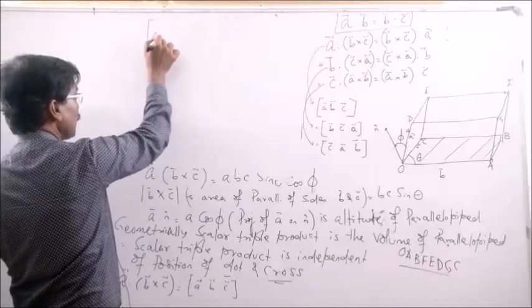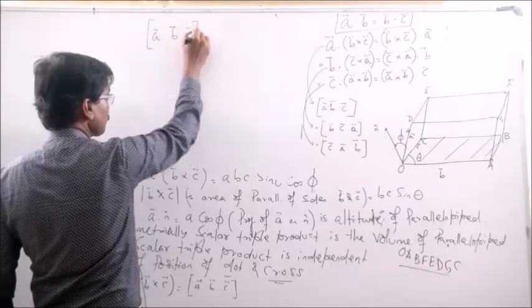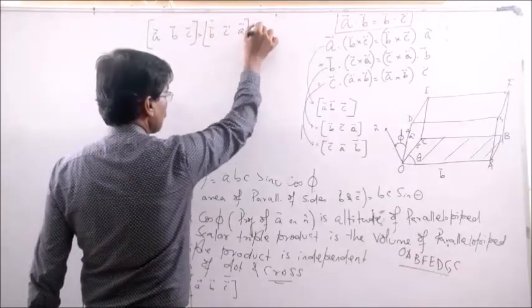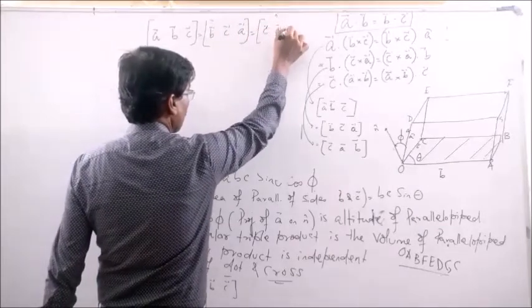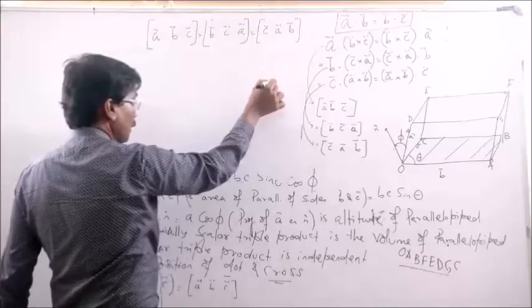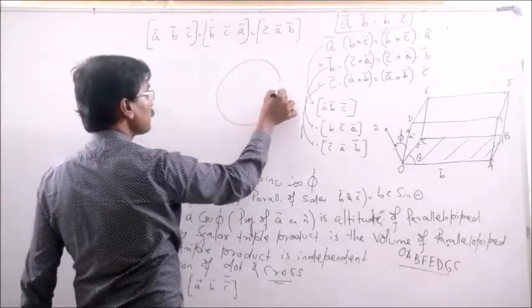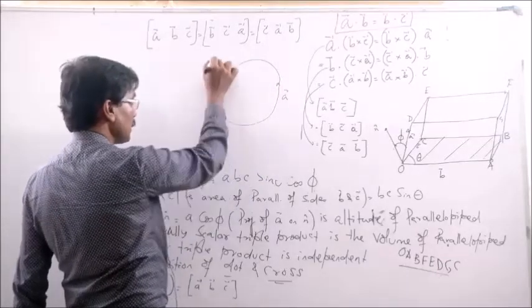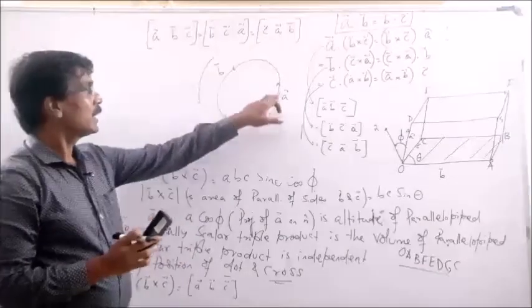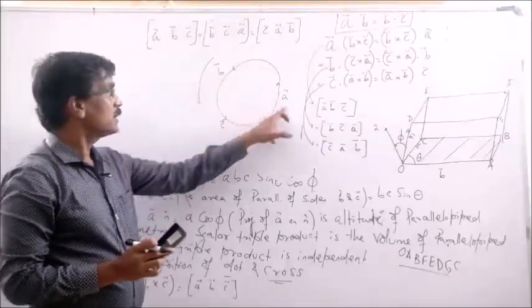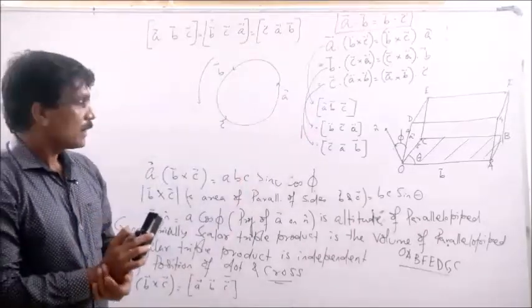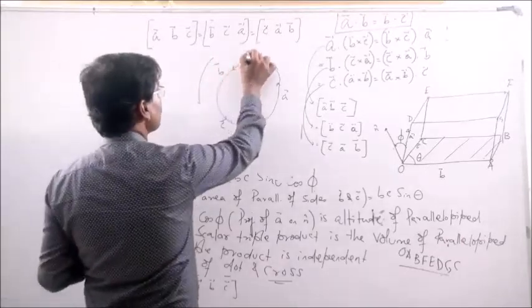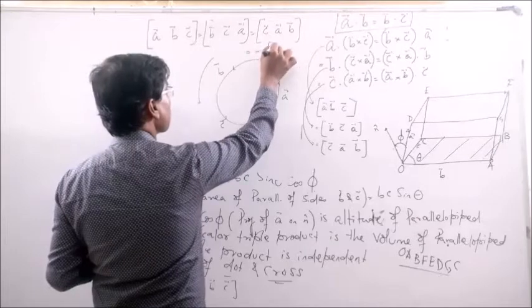So, A B C is equal to B C A is equal to C A B, as long as it is in cyclic order: A vector, B vector, C vector. So A B C is equal to B C A is equal to C A B, and if we take in the opposite direction, obviously this is equal to minus C B A.